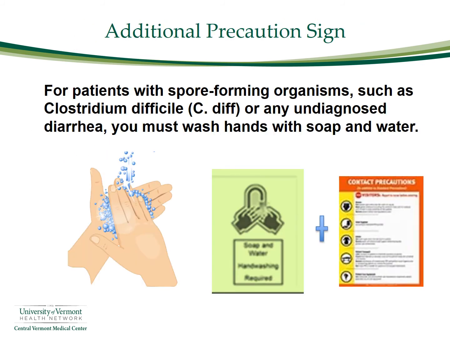For patients with spore-forming organisms such as Clostridium difficile or any undiagnosed diarrhea, you must wash hands with soap and water. Alcohol-based hand sanitizer is not as effective as soap and water. An additional half-page green sign will be posted along with the red contact precaution sign.